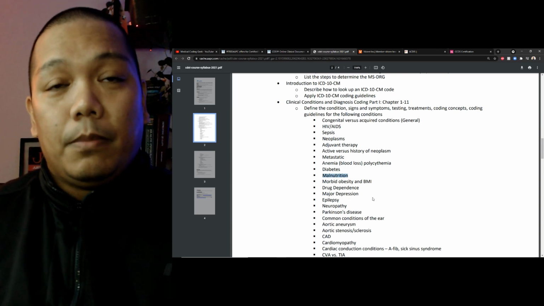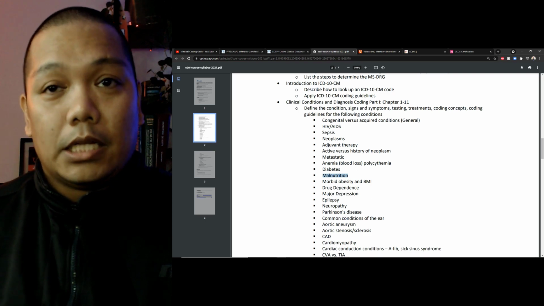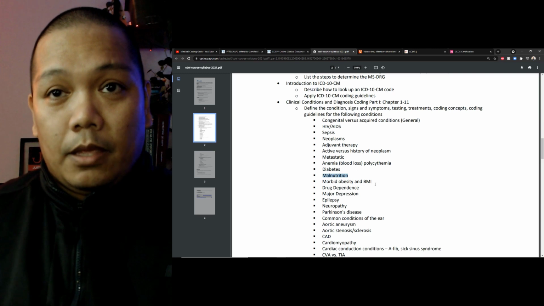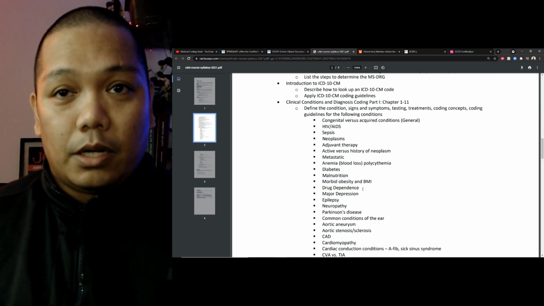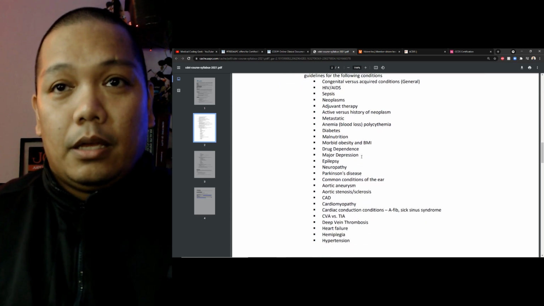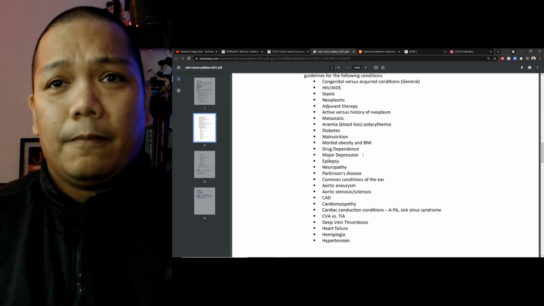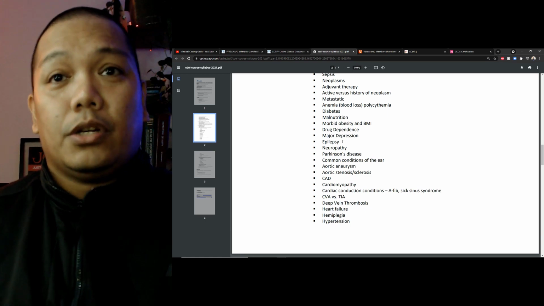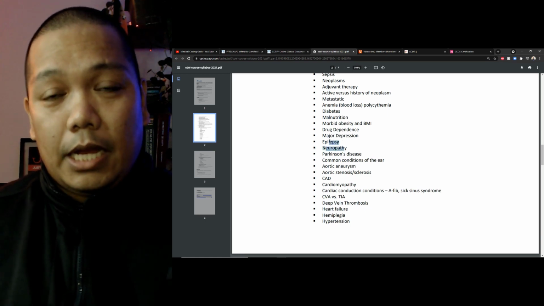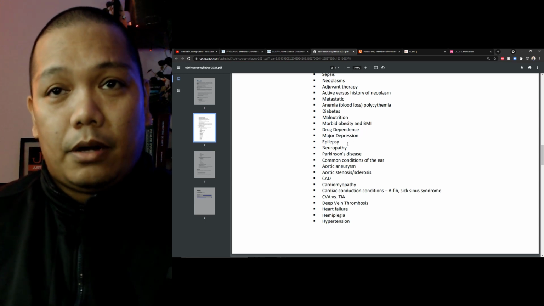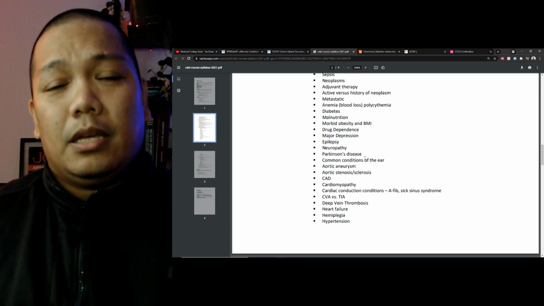Very tough to implement in a CDI program or just in a hospital in general, because there are a lot of silos associated with that. Morbid obesity, BMI, okay, which goes hand in hand with malnutrition. Drug dependence, okay. Major depression, okay, specifying type, probably severity. Epilepsy versus seizure disorder versus seizures. Seizure disorders goes to epilepsy. There are different types of epilepsy codes, so you might want to get that clarified further. Neuropathy, Parkinson's disease, common conditions.